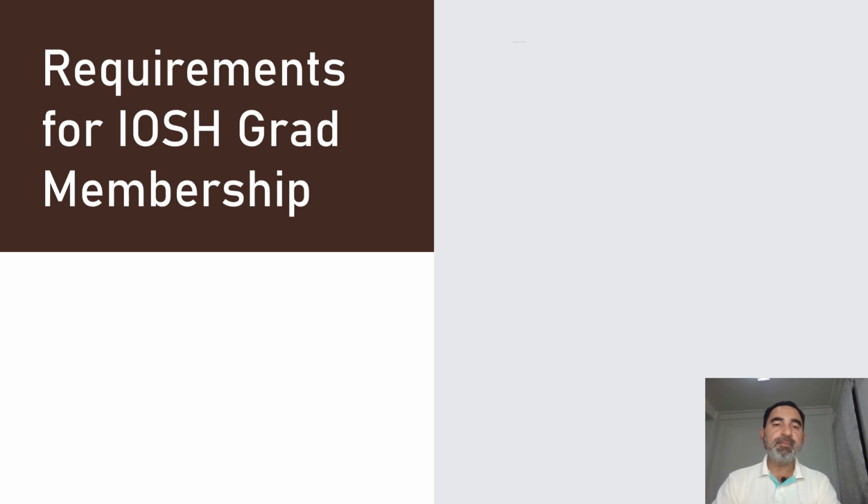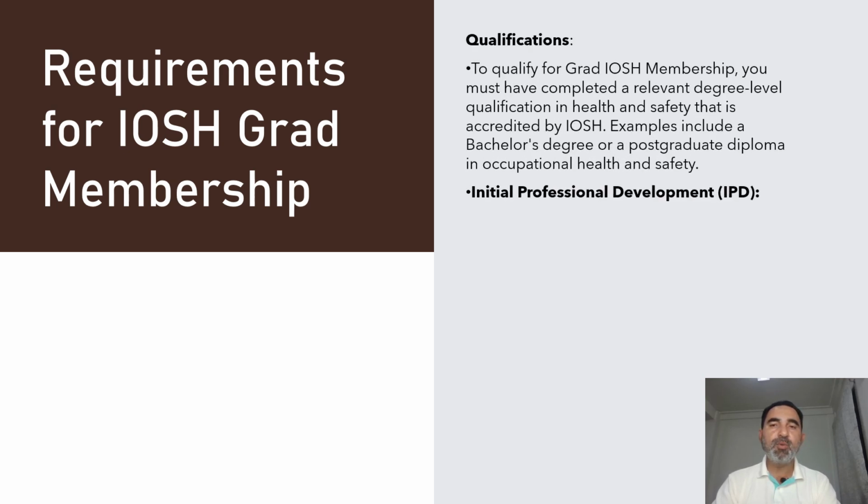The requirement for the grade is a qualification. To qualify for grade IOSH membership, you must have completed a relevant degree level qualification in health and safety that is accredited by IOSH. Examples include a bachelor degree or a postgraduate diploma in occupational health and safety. Here I want to say, when you are going to start any qualification, and in your mind you want to become a grade IOSH, a chartered member, before going to any qualification, please check approved or authorized degrees on the IOSH website.